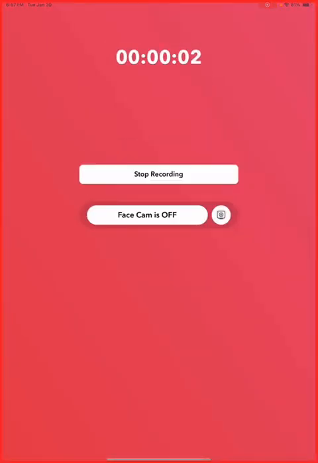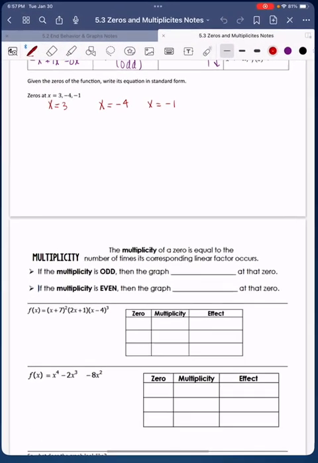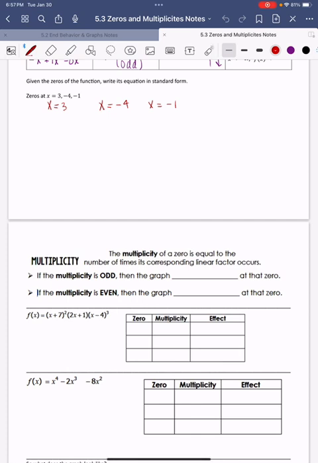Okay, so I got cut off last time, so I'm going to see if I can finish up the notes here. So if I know the zeros are at 3, -4, and -1, and I want to write the factors, I'm going to unzip it. So I always talk about zip. This time we're going to unzip: x minus 3, x plus 4, x plus 1. Okay, so these are your factors.